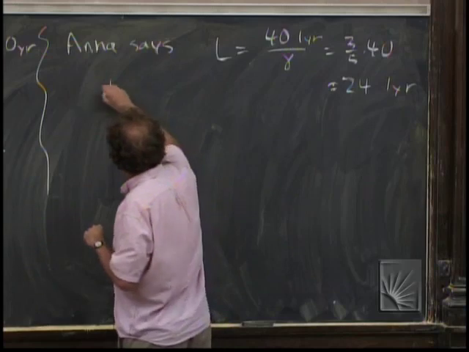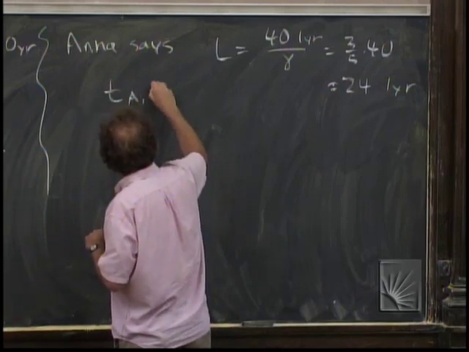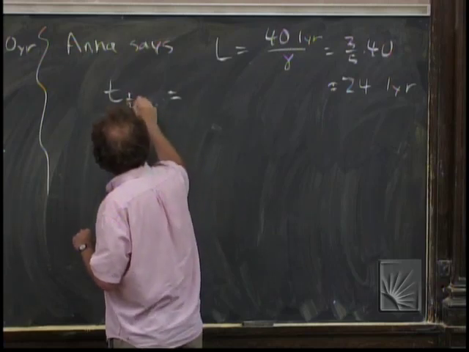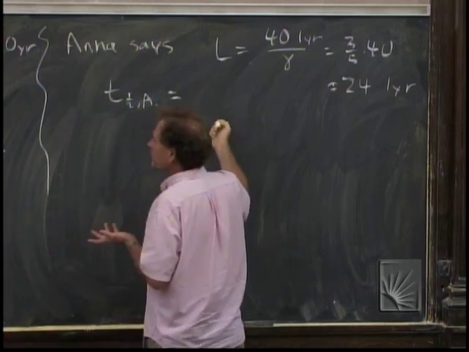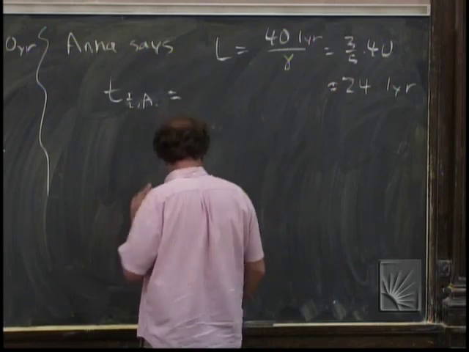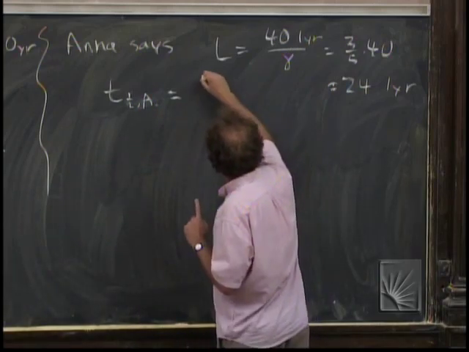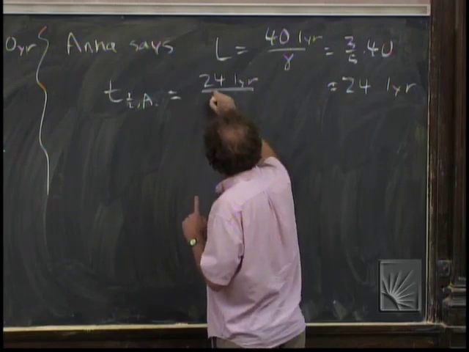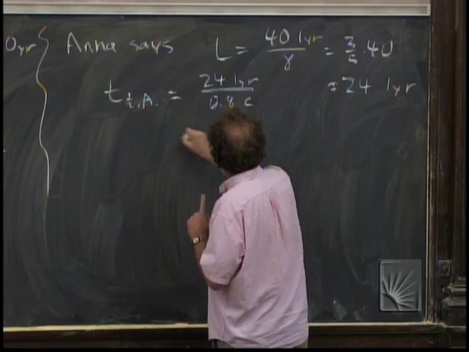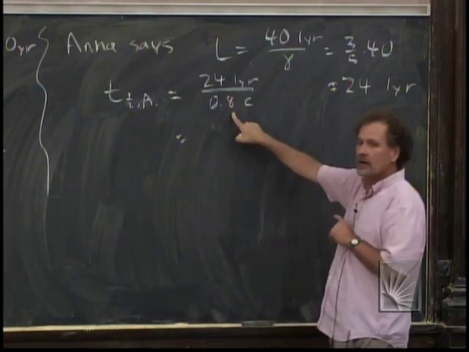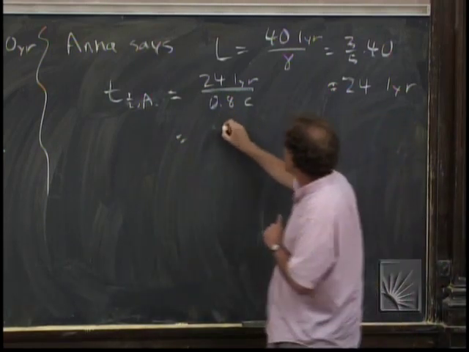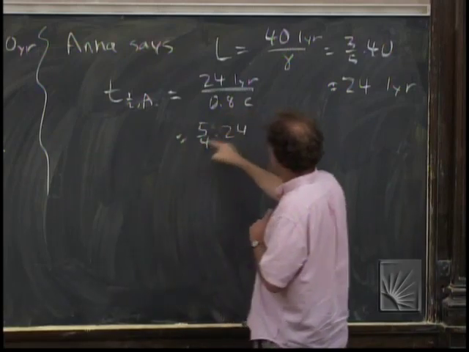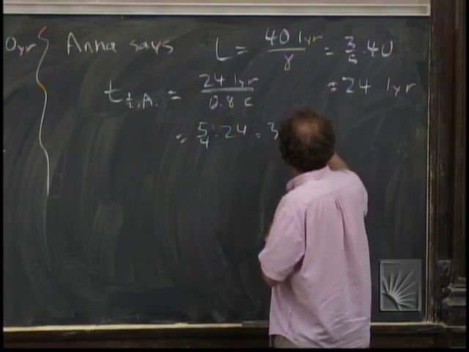So the time that Anna thinks she aged, the half time, I wrote it the other way, half time for Anna is simply the distance, 24 light years, divided by 0.8c, which is 24 over 4/5, so it's 24 times 5/4, so that's 30 years. Okay?